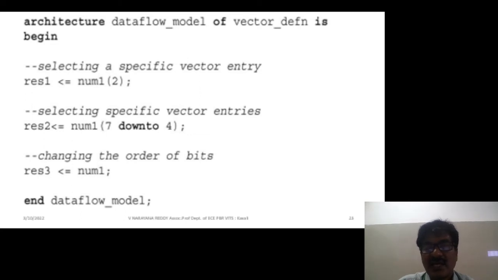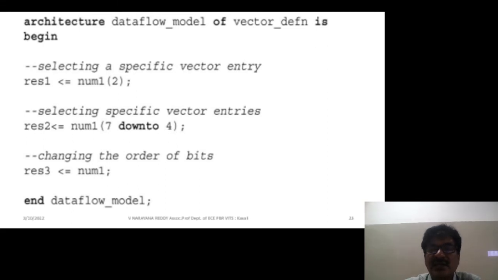That is, the MSB of the input number occupies the LSB at the output. The order is changed in reverse. So like that, the vector data objects, data types, and assignments are represented here, not all, some.